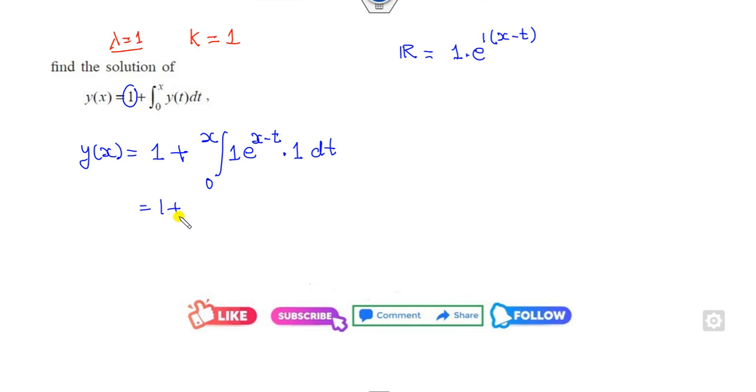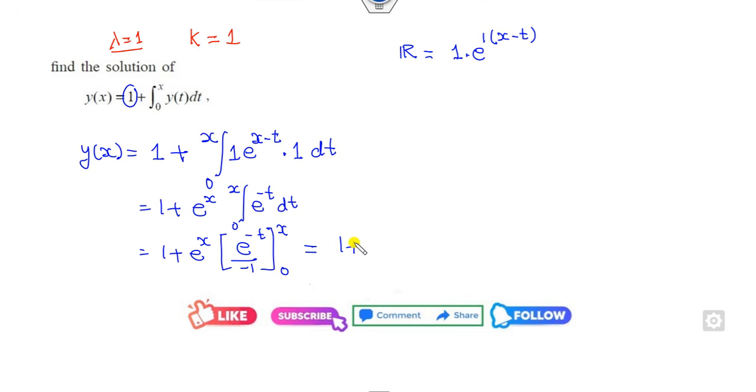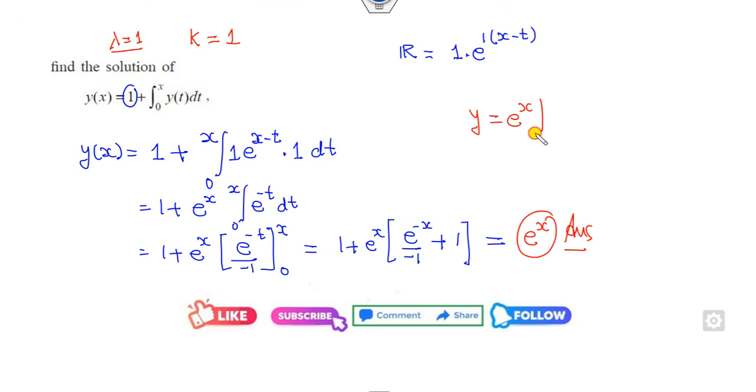This is my f of x, f of t is my 1. So I can integrate them with respect to t. e raised to power x will be outside. This is e raised to power minus t. So that is 1 plus e raised to power minus t over minus 1 from 0 to x. So it is 1 plus e raised to power x, e raised to power minus x over minus 1, minus minus plus 1. So you can open this bracket. 1 minus 1 will be cancelled out. e raised to power x is the solution of this problem. So that means y is equal to e raised to power x is the solution of this problem.